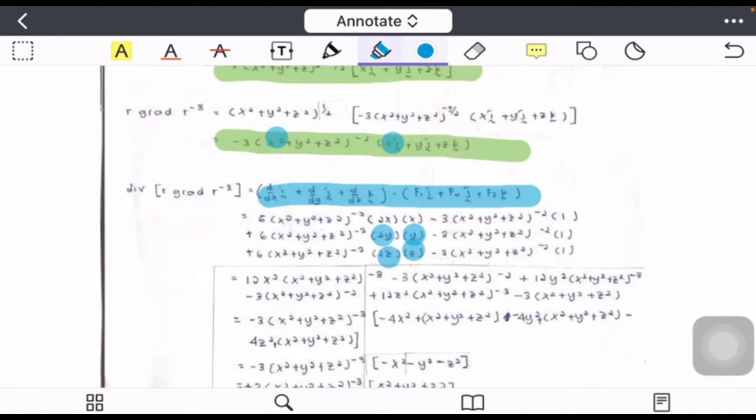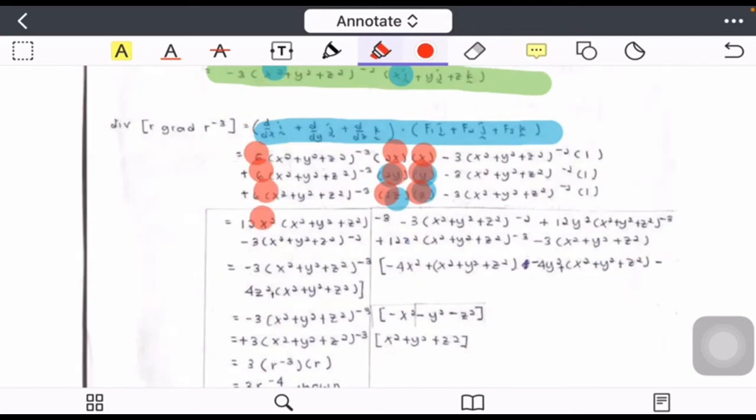Kemudian kita akan darabkan 6 dengan 2x darab dengan x, 6 darab dengan 2y darab y, 6 darab dengan 2z darab z. So kita akan dapat 12x squared, yang lain salin je, x squared Y squared tambah Z squared power negatif 3 tolak 3 x squared y squared tambah z squared power negatif 2. So kita akan dapat 12y squared salin semula macam tadi dan 12z squared.